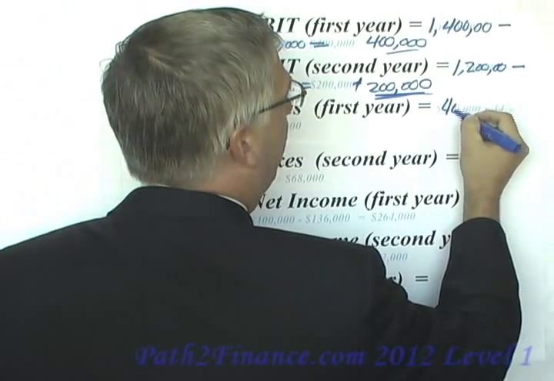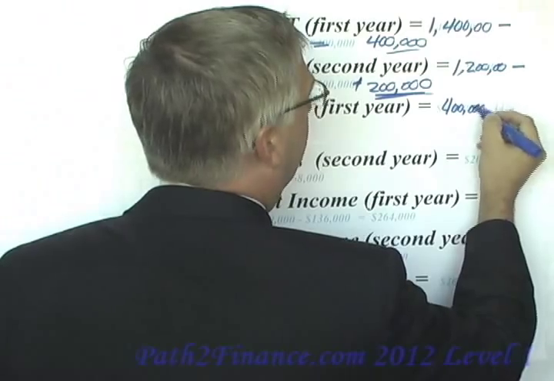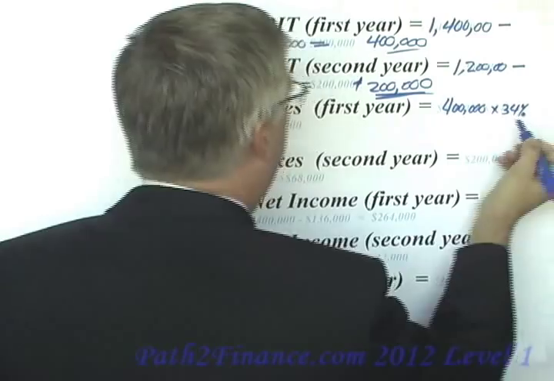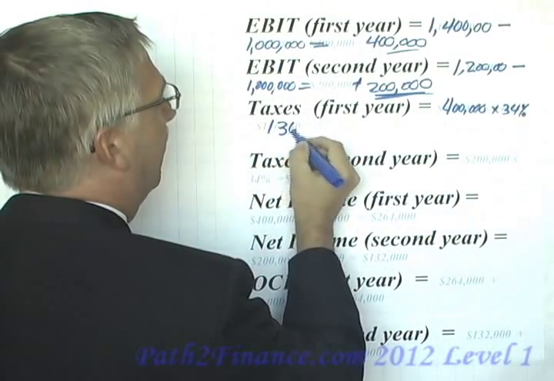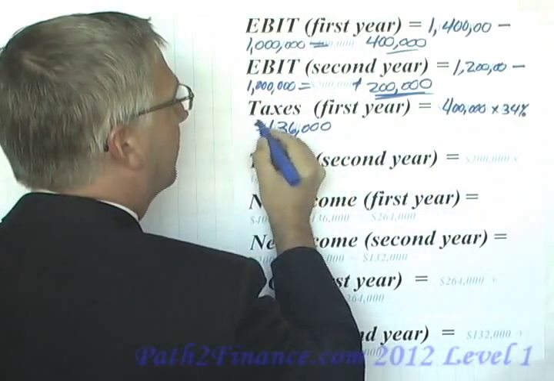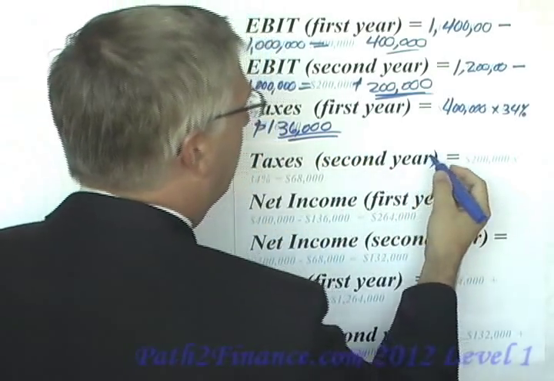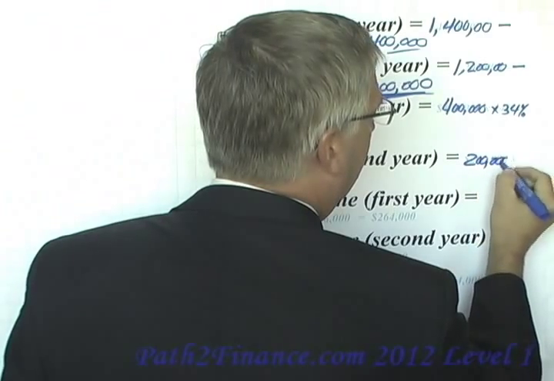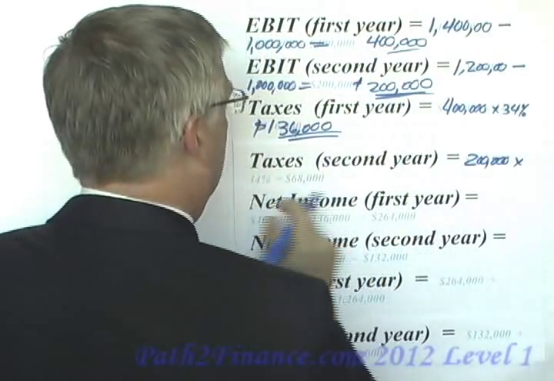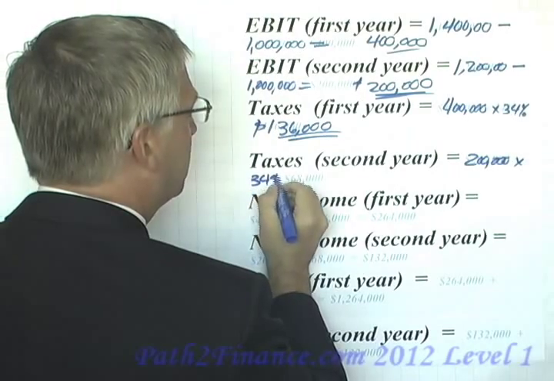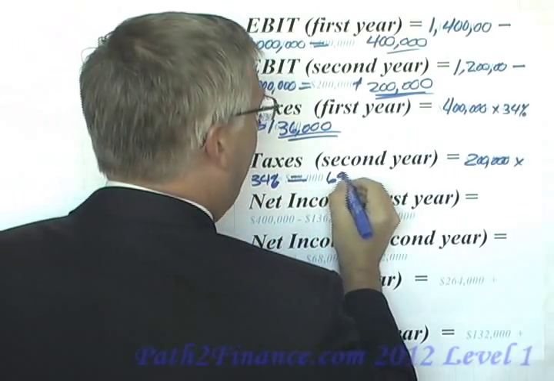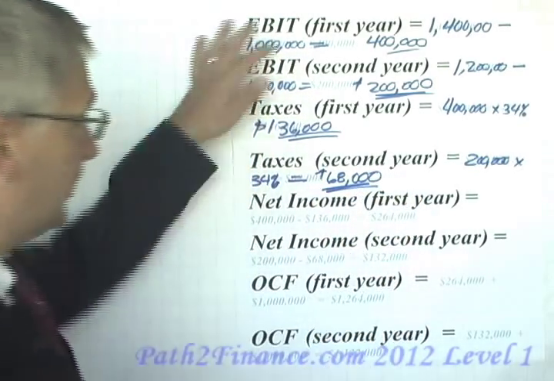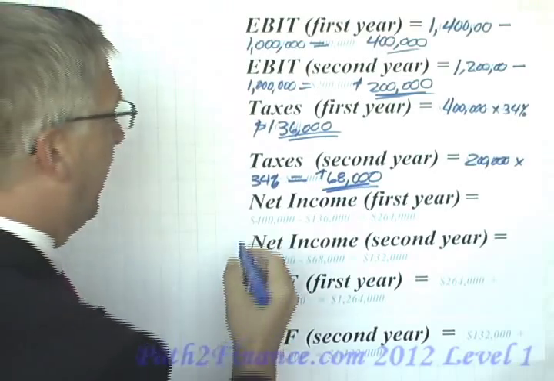Our tax calculation is as follows. We have $400,000 of income from here times our 34% rate, and that gives us a tax bill of $136,000. In our second year, we have our EBIT of $200,000 times our tax rate again of 34%, and that gives us a tax bill here of $68,000. So far so good.